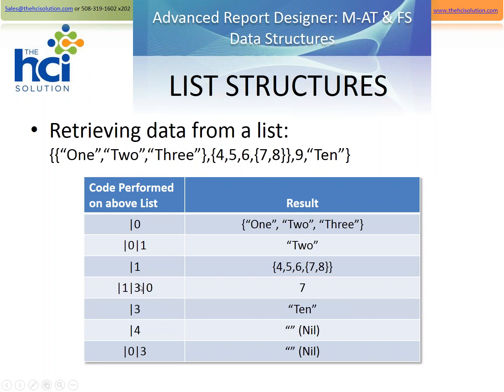And if I wrote some code to evaluate this list and said give me piece 1, piece 3, piece 0, that would return 7. If I said, give me piece 4, no value, nil, would be returned, because there is no piece 4 in this list. Similarly, if I said, give me piece 0 and piece 3, nil would be returned because there is no piece 3 in this list here. Anyone have any questions about that?